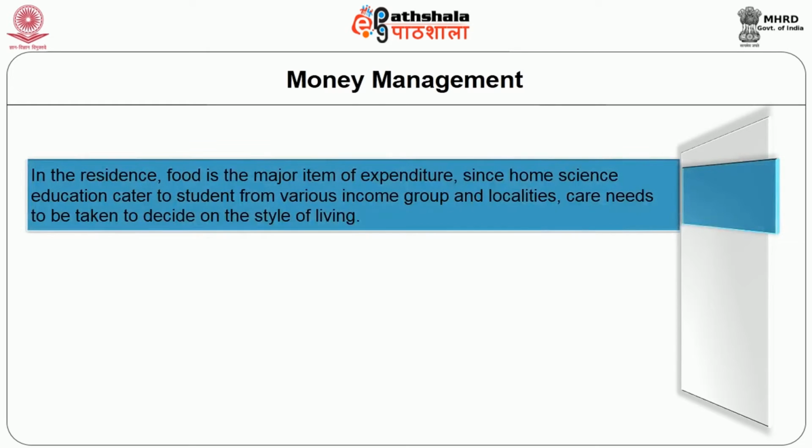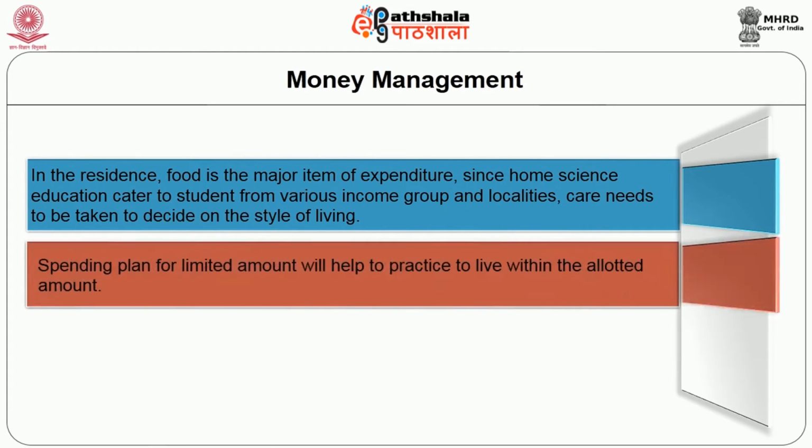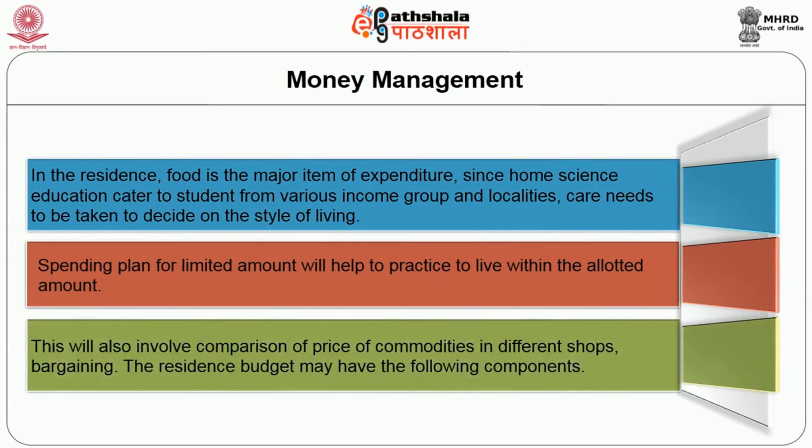In the residence, food is a major item of expenditure since home science education catered to students from various income groups and localities. Care needs to be taken to decide on the style of living. A spending plan for a limited amount will help to practice living within the allotted amount. This will also involve comparison of prices of commodities in different shops, and bargaining. The residence budget may also have the following components, which are exhibited in the table.